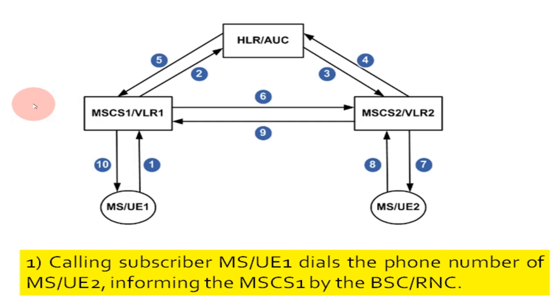So a total number of 10 steps are needed for proper interconnection or communication to take place between MS1 and MS2 under the same public land mobile network served by two different MSCs, MSC1 and MSC2. Given that both subscribers have been registered in the home location register. Given that it is a public land mobile network, the two subscribers, that is MS1 and UE2, have been registered in the HLR of the network.